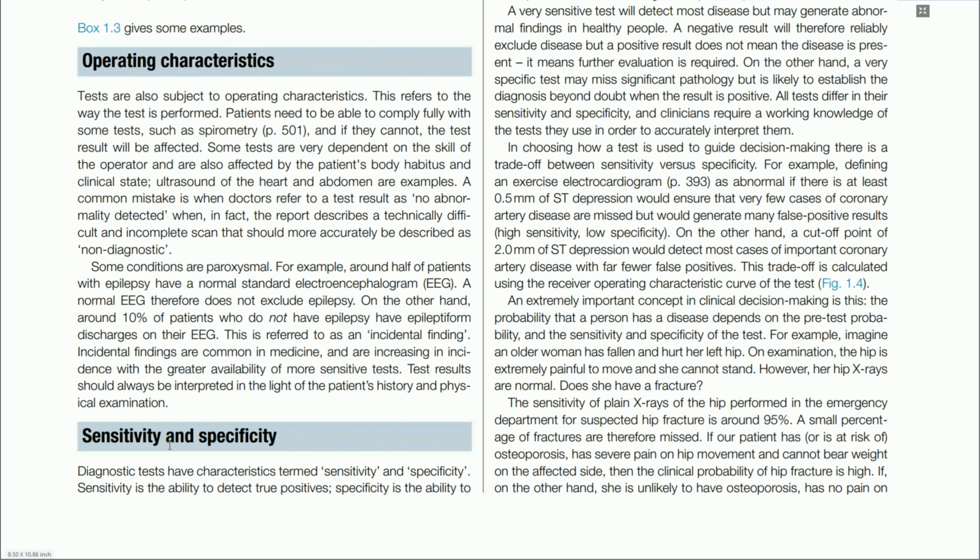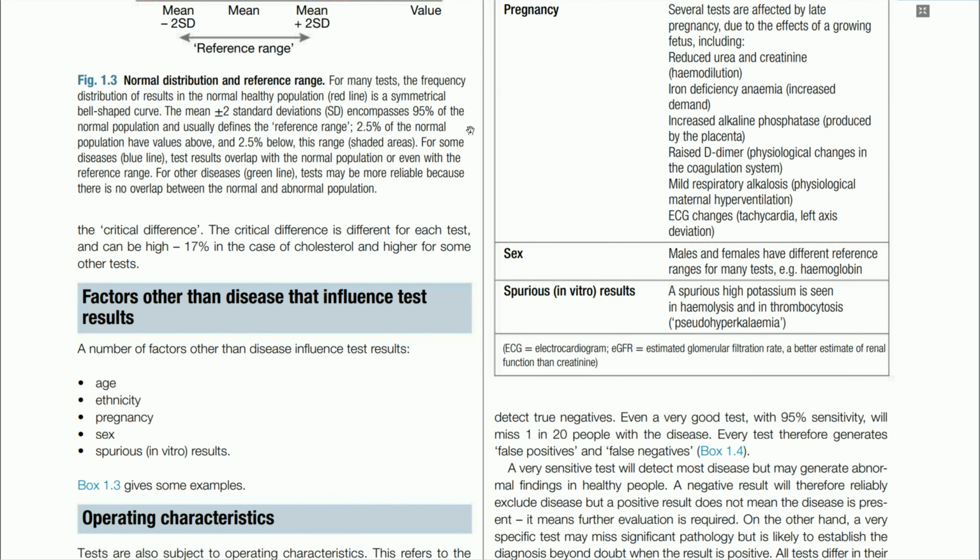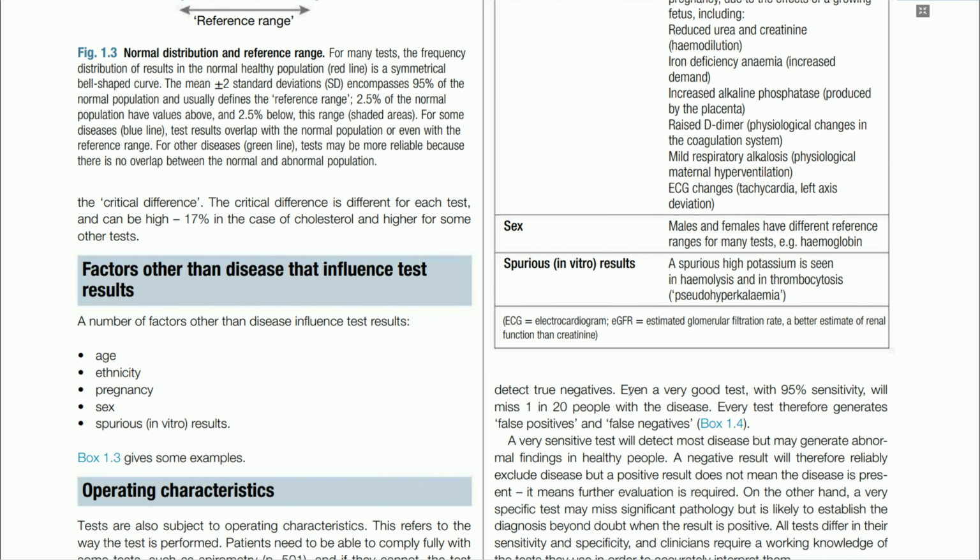Sensitivity and specificity. Diagnostic tests have characteristics termed sensitivity and specificity. Sensitivity is the ability to detect true positives. Specificity is the ability to detect true negatives. Even a very good test with 95% sensitivity will miss 1 in 20 people with the disease. Every test therefore generates false positives and false negatives.